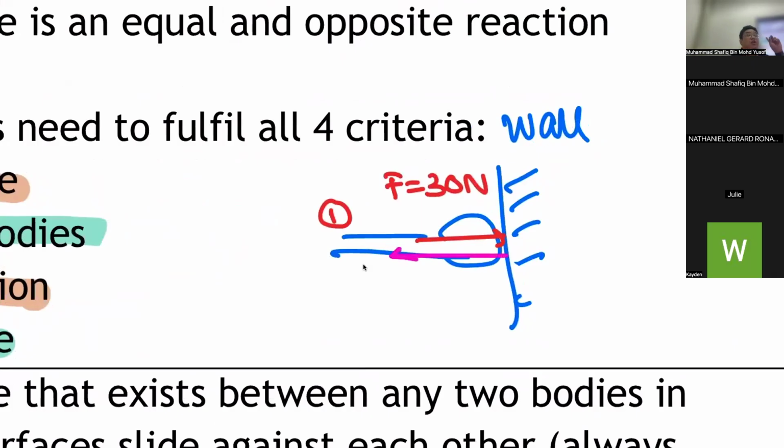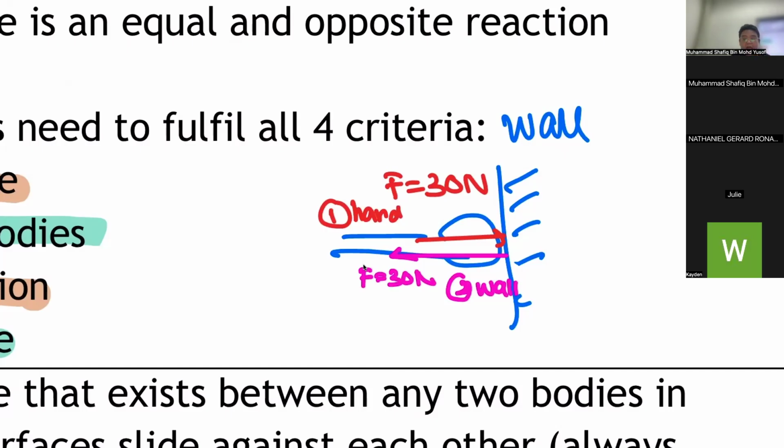All right, so there are two different bodies. One is your hand. The second body is the wall. In this case, the wall hits back at my hand. That's why when you punch the wall, what happens? You feel pain, right? Because the wall is acting with the same force on your hand. So that is what I mean by equal and opposite reaction. So the wall also exerts 30 Newtons onto your hand. That is what Newton's third law states.